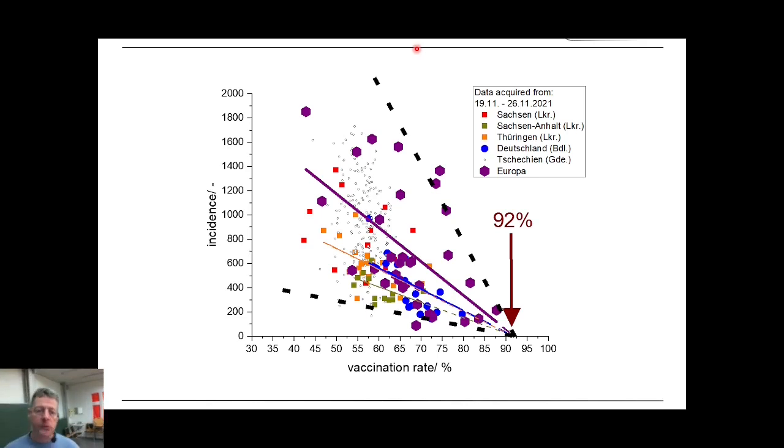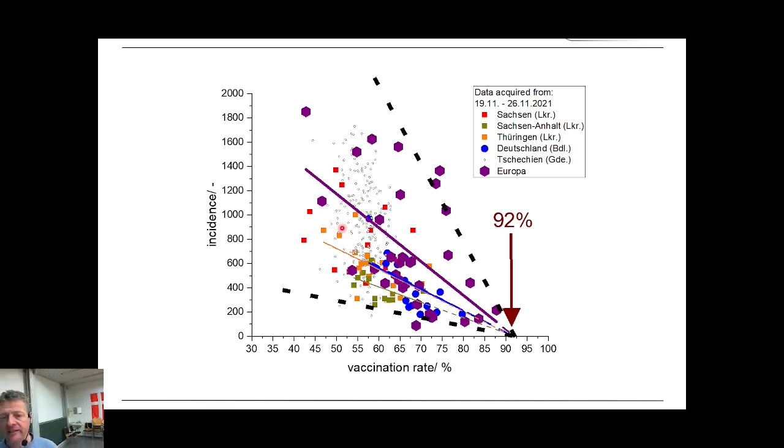This means, first, on the y-axis we have the incidence, the 7-day incidence, which is the commonly used quantification for infection with corona. And on the x-axis we have the vaccination rate in percent. And we have here, for example, some parts of Germany, the states, which are these filled blue circles. Here, this one.